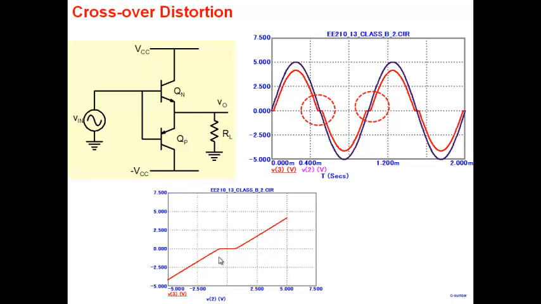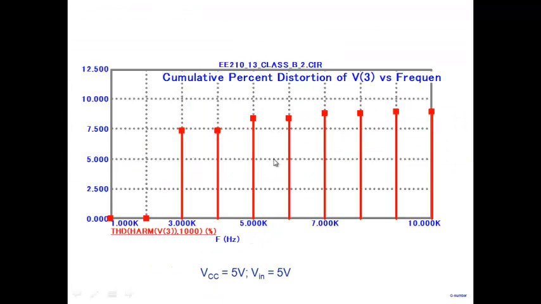But note that V0 does go linearly with Vin. But then as you approach the 0, you find output voltage is no longer responding to Vin here. And then it goes like this here. So that's the reason why we are getting this crossover distortion. All right, so that's the problem that we have to solve. But how much is the distortion? Let me just show you.